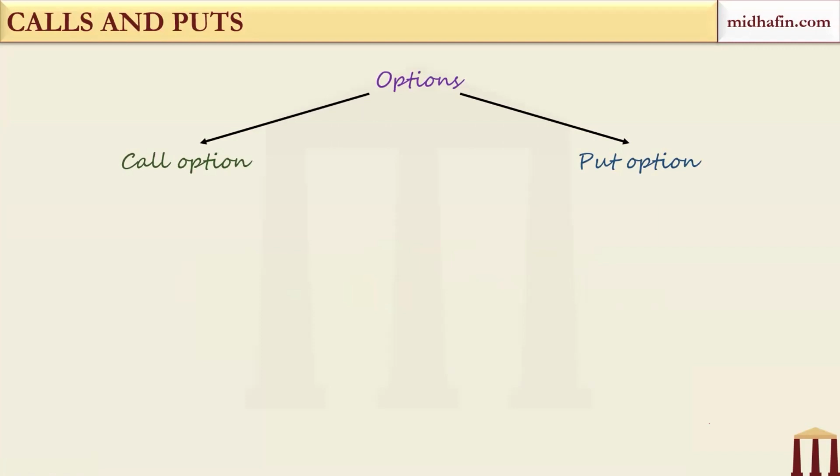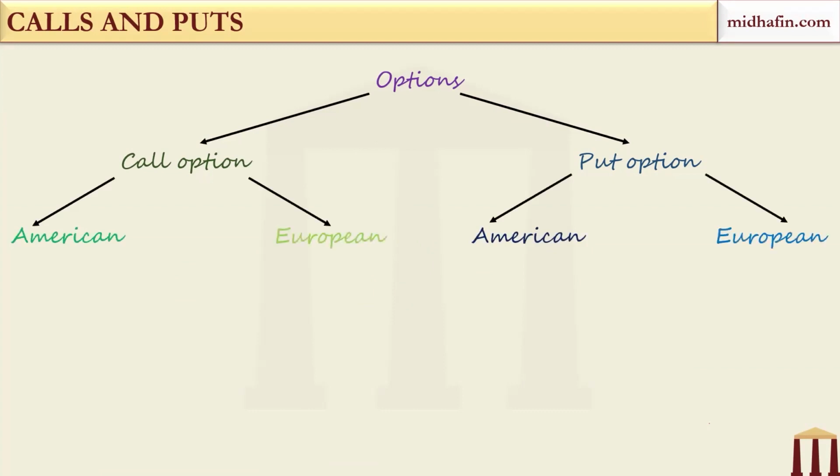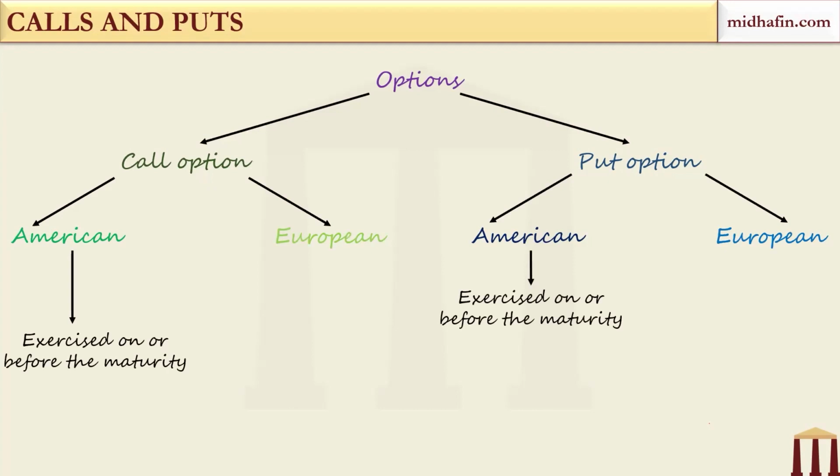Now, call and put options can further be classified into another 2 categories: American style option and European style option. American style options are those options which can be exercised on or before maturity. That means, let's say there is a call option which is expiring in 3 months. You can exercise it exactly at 3 months from now, or on any date before that. From today till the next 3 months, you can exercise it at any point of time. That's the liberty that you get in the case of American style option, be it call or put option.